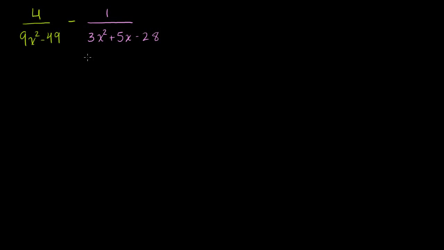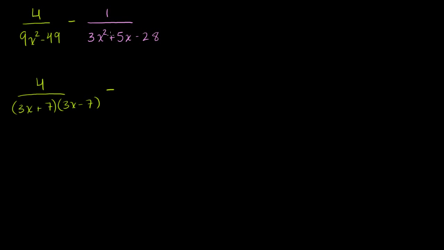So just like we saw in the last video, we want to find the least common multiple of these two expressions. And the way to figure that out is to factor these two things. Now this first expression you might recognize as a difference of squares. This is 3x squared minus 7 squared. So we can rewrite it as 4 over 3x plus 7 times 3x minus 7, right? 3x squared is 9x squared. 7 squared is 49. Difference of squares.